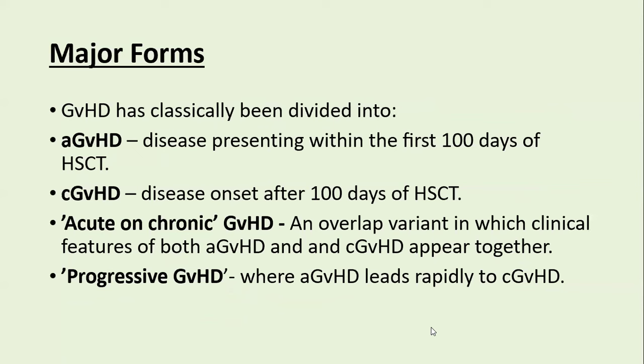There are two major forms of graft versus host disease. The acute one, which presents within the first 100 days of HSCT, and chronic graft versus host disease, which occurs after 100 days of HSCT. Then there is acute or chronic GVHD, which is an overlap syndrome with features of both acute and chronic GVHD, and progressive GVHD, where the acute lesions progress directly to the chronic stage of GVHD.